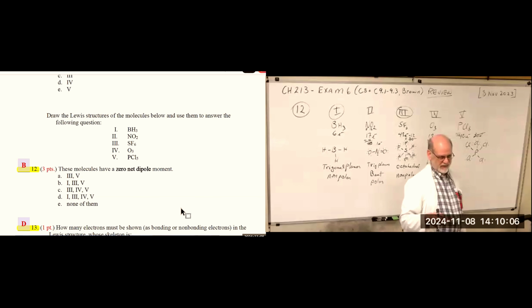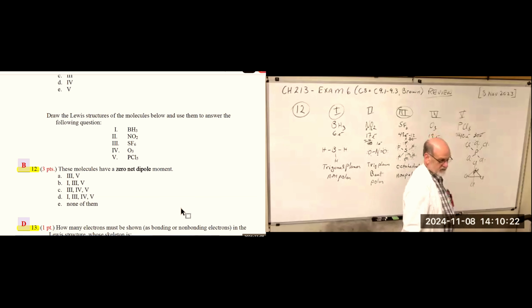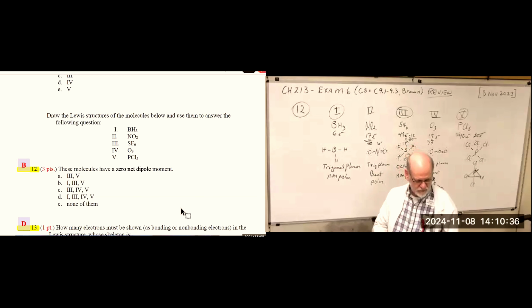A trigonal bipyramid. We would say like this. Phosphorus in the middle, and we have chlorine up here, chlorine here, chlorine there, chlorine in the back, and a chlorine there. They're all balanced. The polarity in each bond is toward the chlorine, but they're perfectly balanced in this regular geometry. So this one is also nonpolar. 1, 3, and 5, which would be B. Okay.